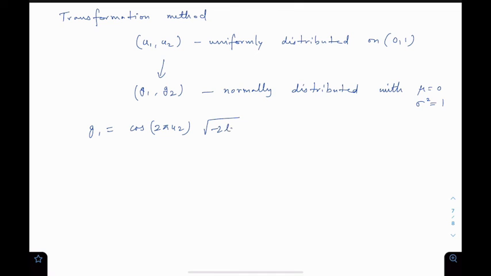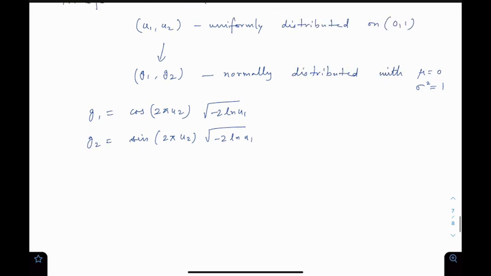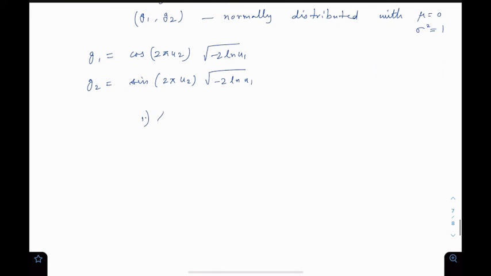g2 is sin 2 pi u2 times the square root of minus 2 log u1. Now this method is exact, but its speed can be improved upon by effectively generating the sine and cosine by a rejection method. So basically we generate uniform random numbers u1 and u2 on 0, 1.